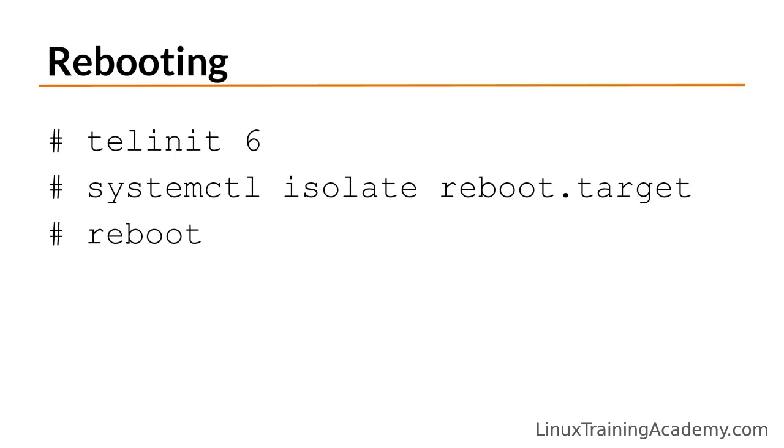Even though there is a run level for rebooting, or a target for rebooting if you're using systemd, you can also use the reboot or shutdown commands. Here's how to reboot with init: telinit 6. To reboot with systemd, use the systemctl command: systemctl isolate reboot.target. To reboot using the reboot command, simply execute reboot.